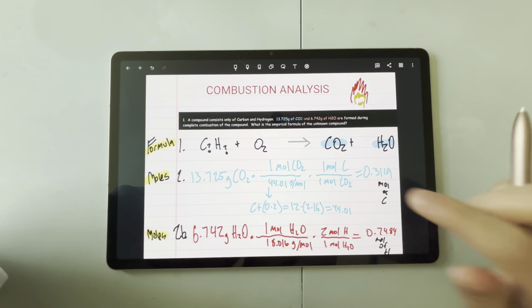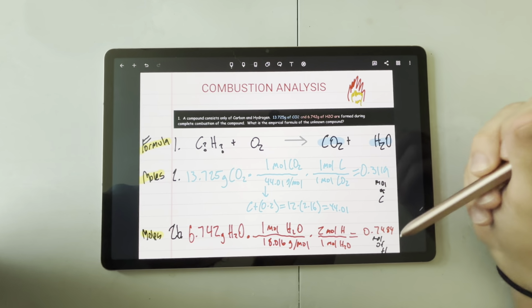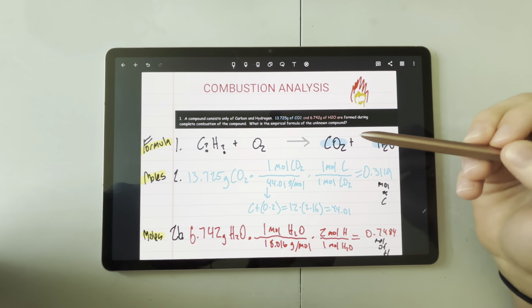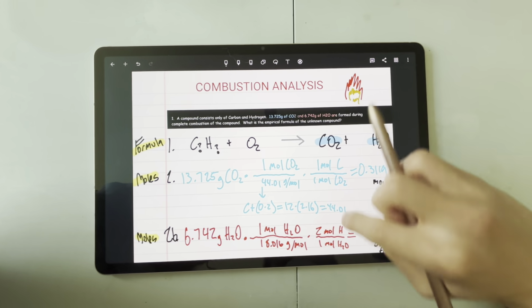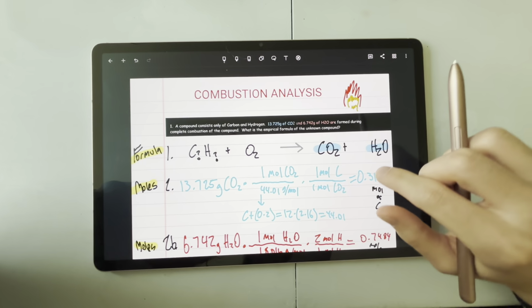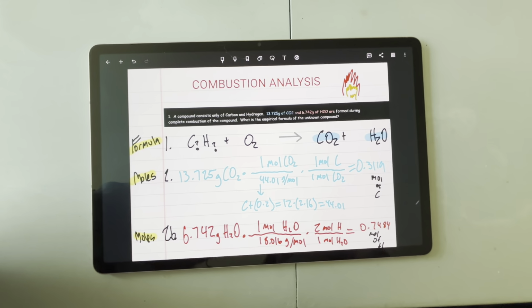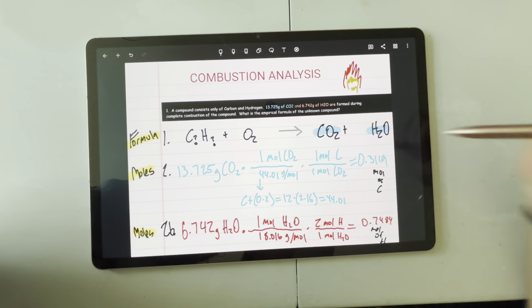So if you look at it now, we can see there's blue and there's red. Blue is referring to the carbon that we're going to be finding. Red's referring to the hydrogen that we're finding. And later on, there's pink for the oxygen. Okay, so first and foremost, formulas.